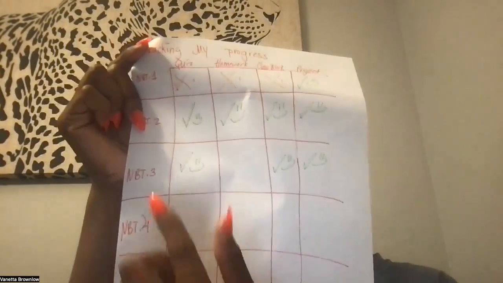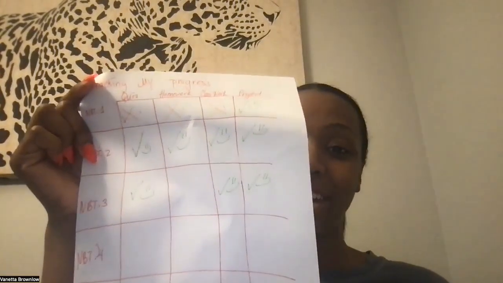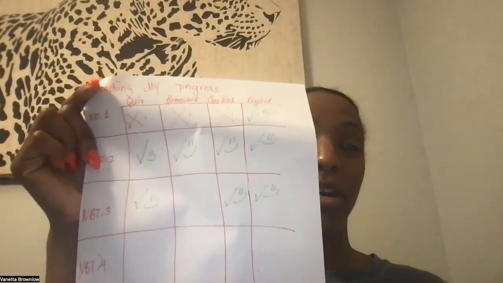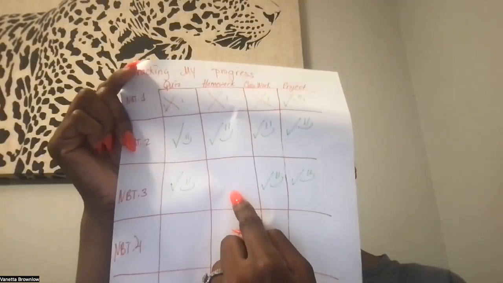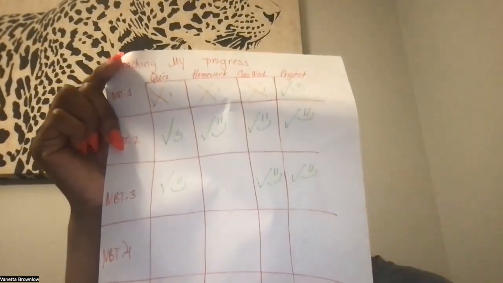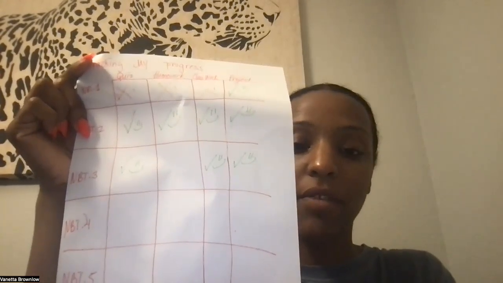The next standard, NBT3, she has a check mark for the quiz. However, there is a blank for the homework. That tells me, and tells her, that I did not receive her homework. That gives her the opportunity to go back and make up her homework so she can also receive credit for that assignment. And then for classwork, she has mastered it. For the project, she has mastered it. So that gives us a really clear vision of what we're working on in class, what the students have mastered, and what they have not mastered.